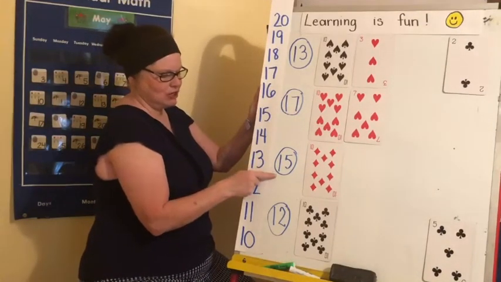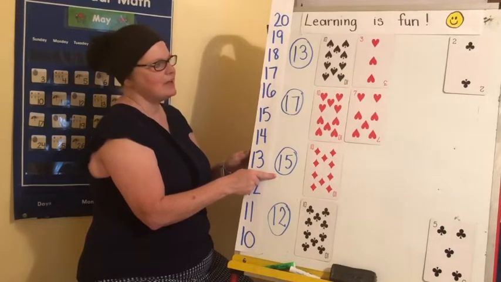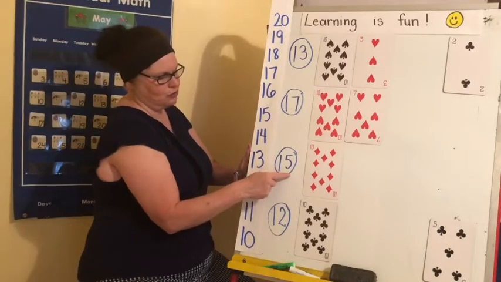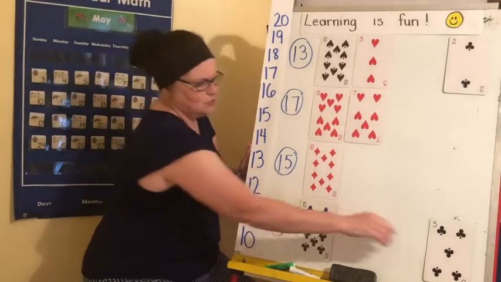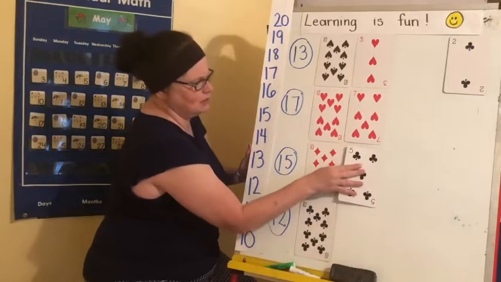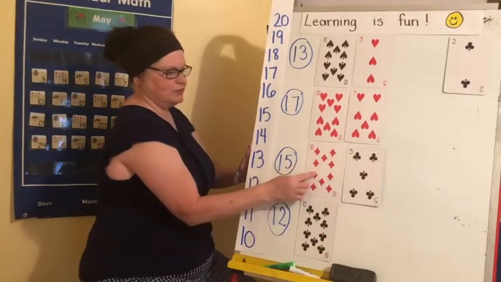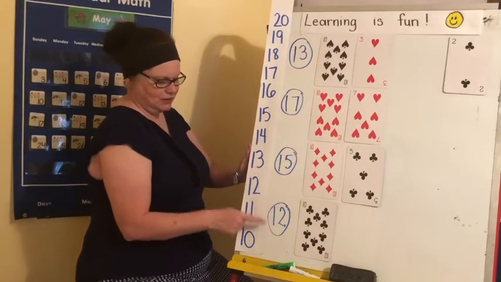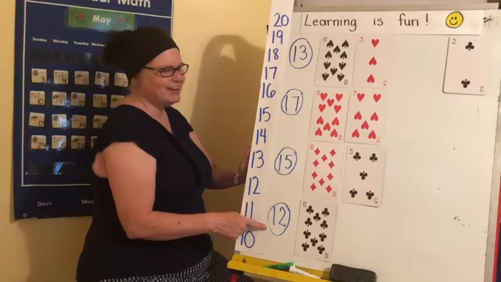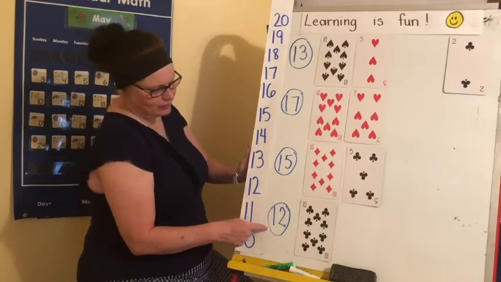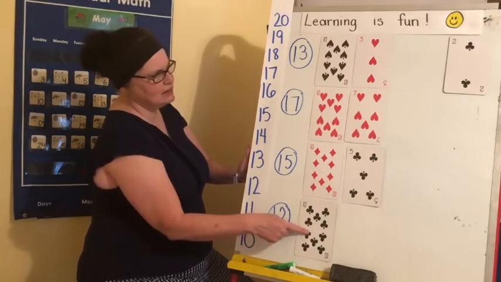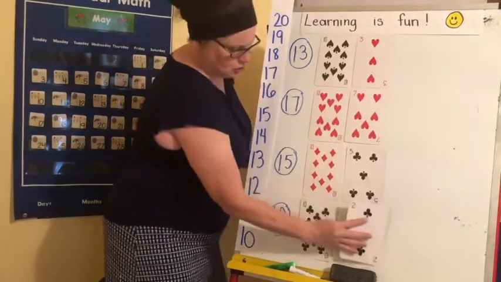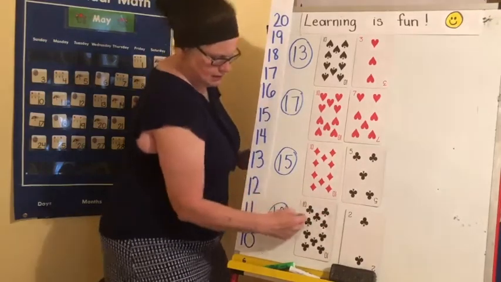Here's my next one, shout it out. 15, great job. I have my group of 10. What other group will I need? If you said 5, nice work. 15, a group of 10, a group of 5. And here's my last one down here. What number is this? Nice job, I heard everybody yelling, 12. 12, I have my group of 10, and then I need my group of 2. A group of 10 and a group of 2.